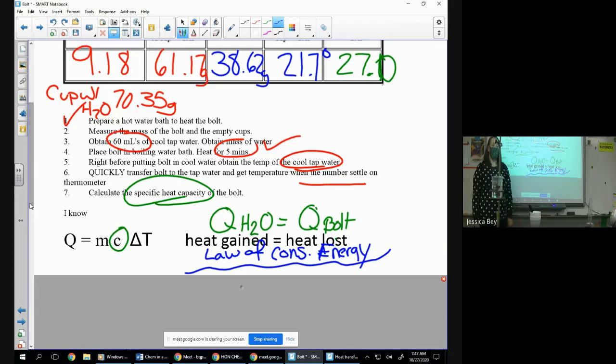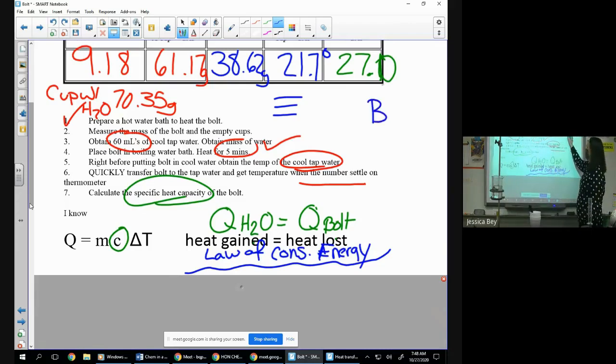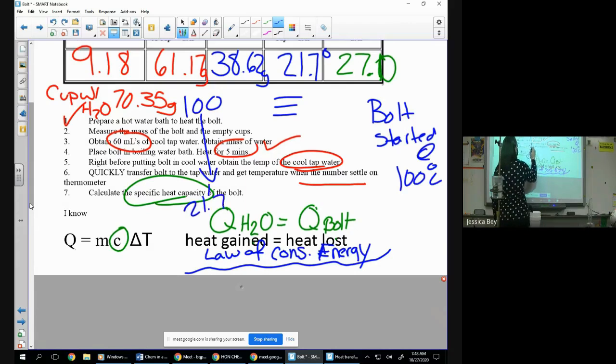And the other thing you want to write down, you know the initial temperature of the water. Why did I boil that bolt? What temperature does water stay at when it's boiling? Water boils at, good, 100 degrees. So the bolt started at 100 degrees Celsius, okay? So the idea is that the bolt was at 100, came down, the water was at 21.7 and came up, okay? So that's going to help you get some delta T's.